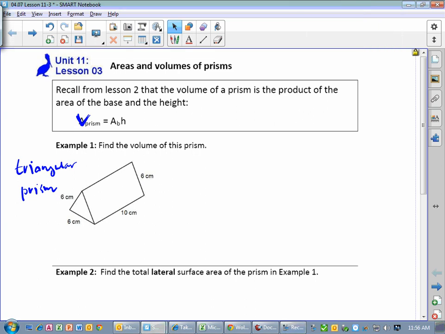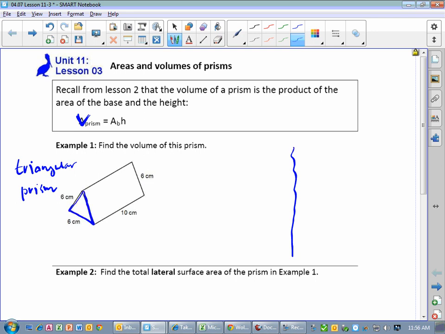So with the triangular prism, we want to find the area of the base. I'm going to draw a little line over here. It's helpful to draw the bases, or at least really just one of them, because they're going to be the same. And so we have a triangle. Now, what are the dimensions of this triangle? What are the side lengths?